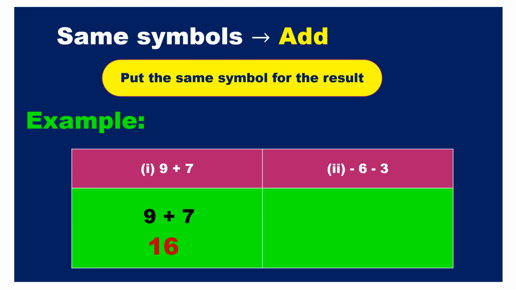Okay, we are done with the addition. Now what should we do? We should put the same symbol for the result, right? So for the result also we should give the same symbol. Here both have the same symbol, plus. So plus will be given to the 16. Your result 16 will be given the plus symbol only.